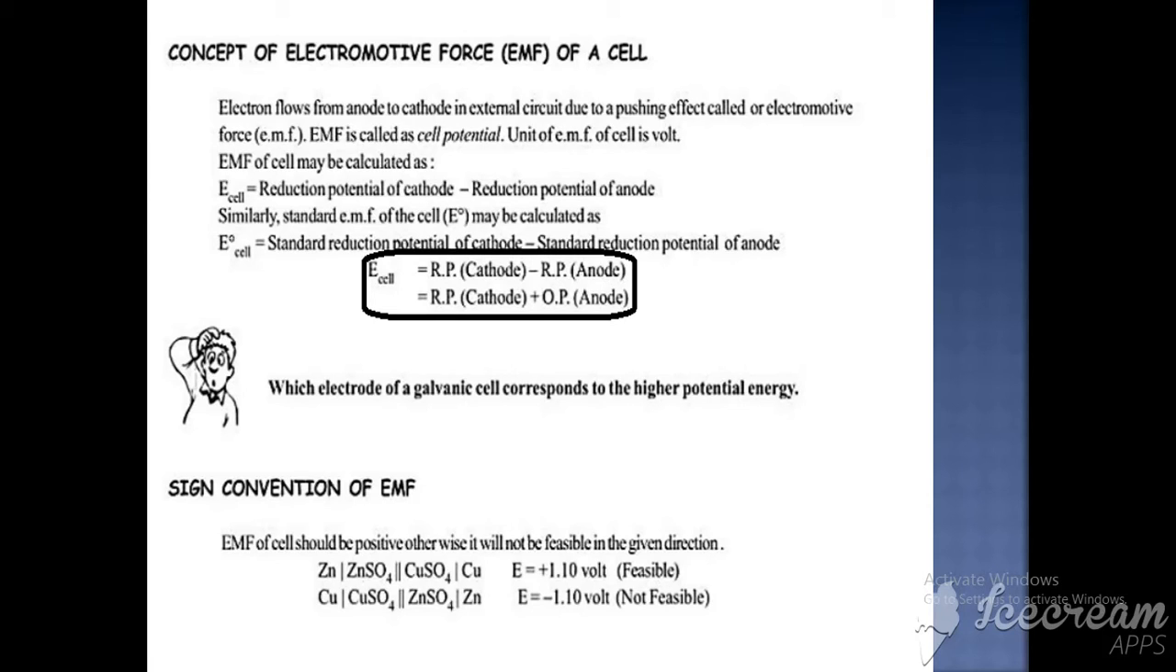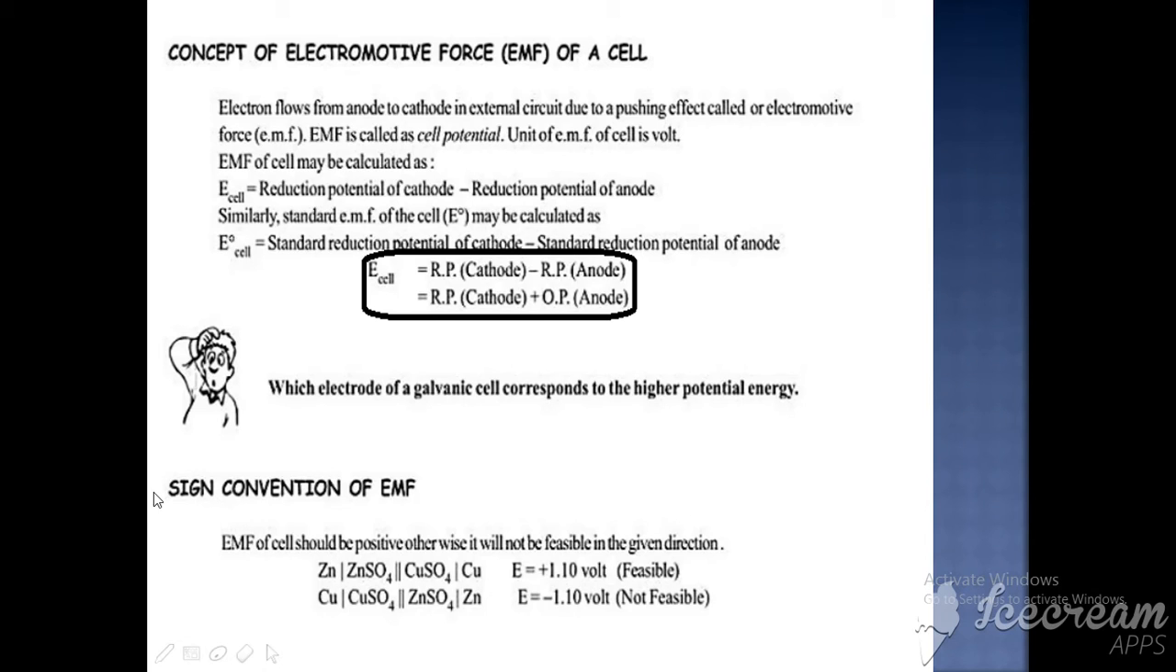If you can remember both formulas, it is valid, but just remember the first one because it will be mostly used: reduction potential at cathode minus reduction potential at anode. Which electrode of a galvanic cell has the higher potential? Let us discuss it afterward. It is a question for you all.